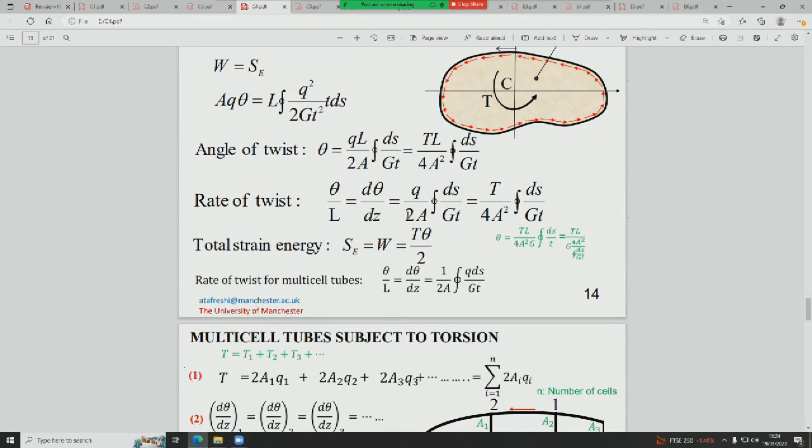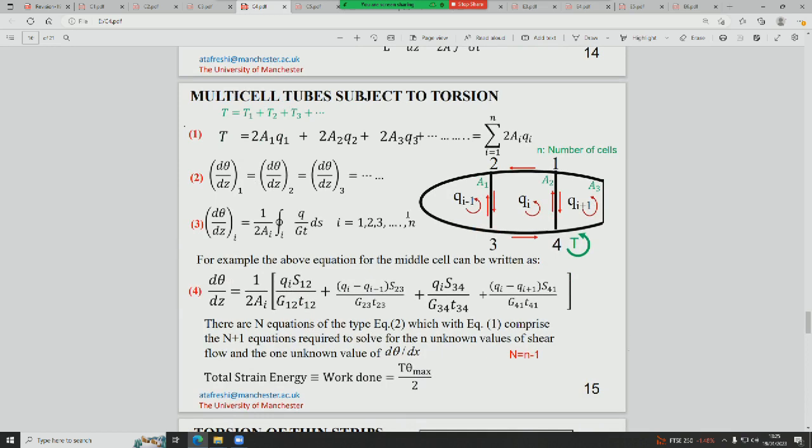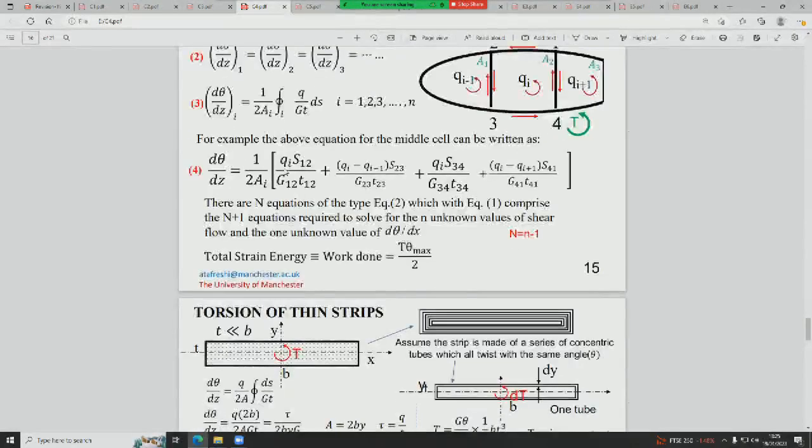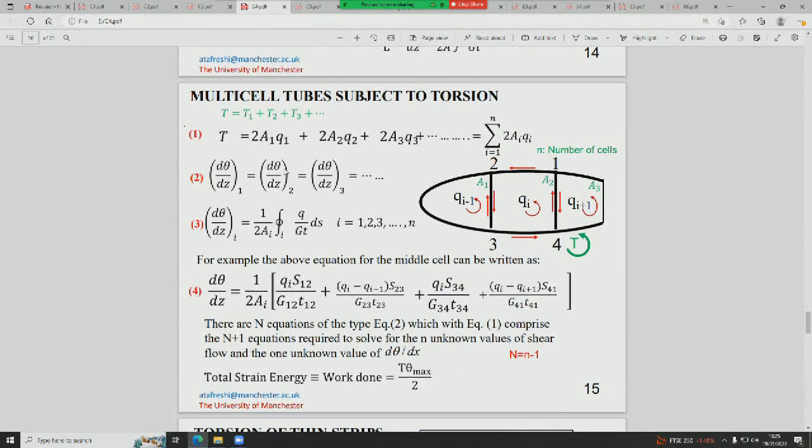Now we move on to double cell, multi-cells. On slide 15, we combine the compatibility equation with the equilibrium equation. So this is equilibrium, and these are compatibility. They all rotate with the same angle. Using these two, we managed to solve the problem. If we've got two cells, we cannot solve the problem with one equation and two unknowns, so we have to combine it with the compatibility equation to find q1, q2, and the rate of twist. Any questions up to here? Yes, please.